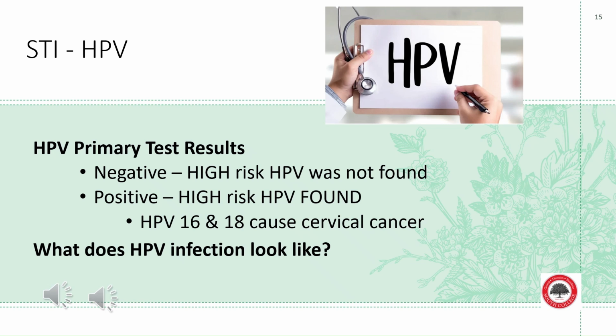HPV test results show whether high-risk HPV types were found in cervical cells. An HPV test will come back as a negative result or a positive test result. Negative HPV test results show that high-risk HPV was not found. So we should recommend that the patient have another test according to the schedule. Positive HPV test results show that high-risk HPV was found, and then we take appropriate actions.